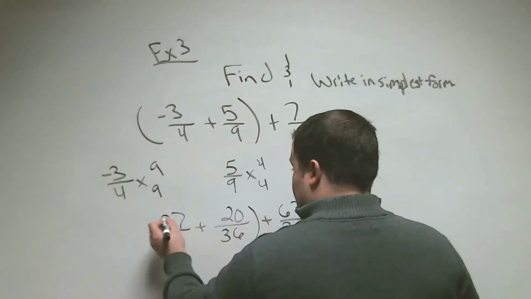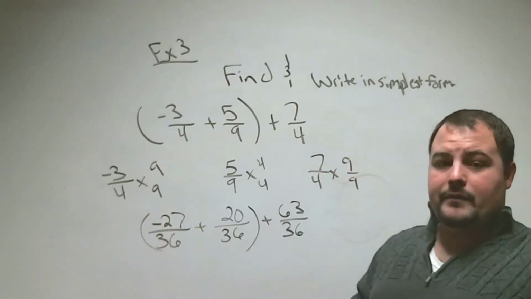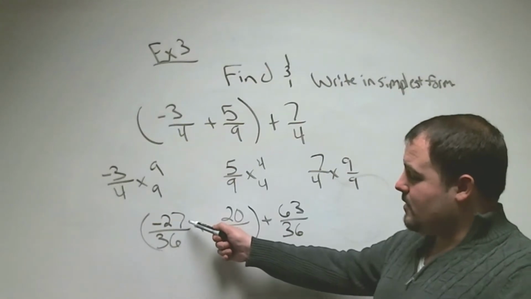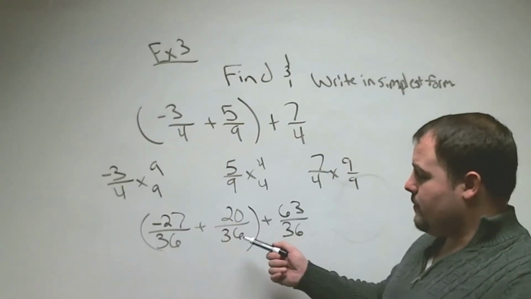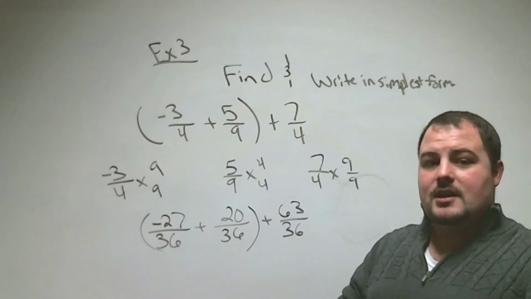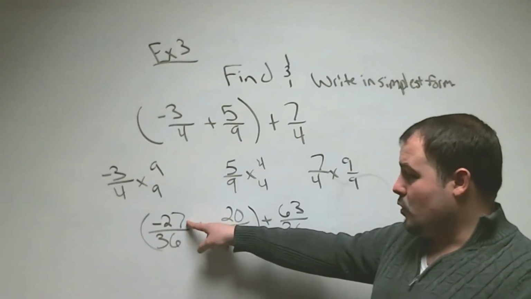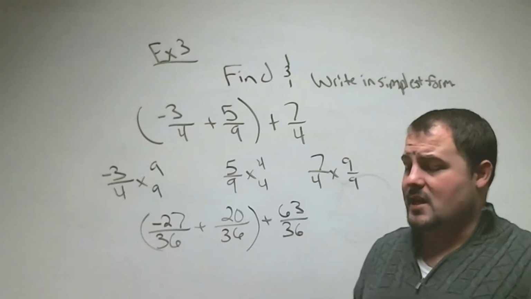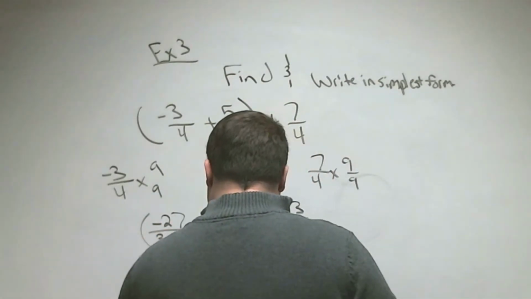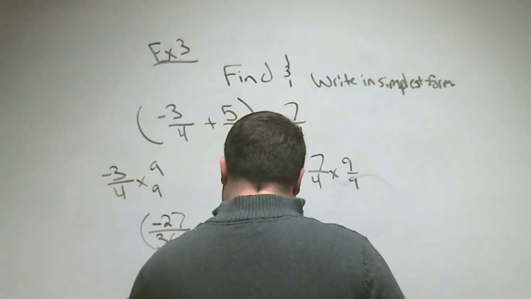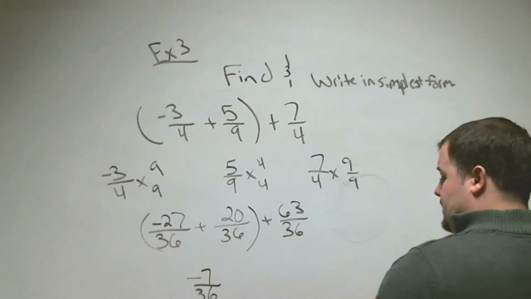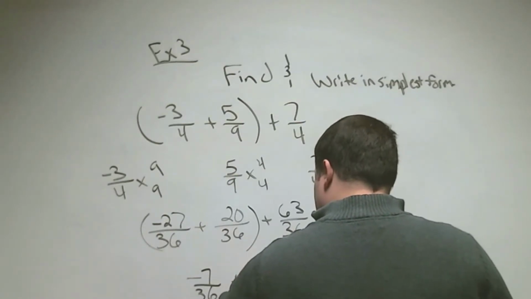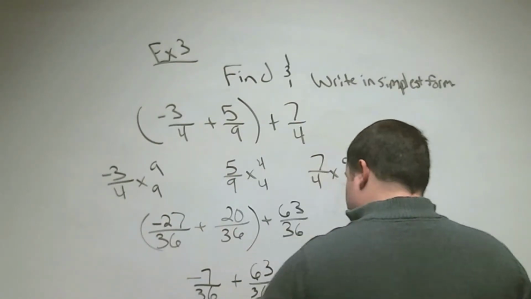Now, this is inside parentheses, which means we have to actually solve that first. So looking at this problem, we have negative 27 out of 36 plus 20 out of 36. I have more negatives than I do positives. How many more negatives do we have? We have 7. So we're going to say it's negative 7 out of 36 is the answer to that inside the parentheses. And we're going to take negative 7 out of 36 and add 63 out of 36.